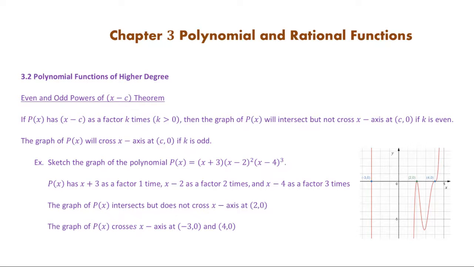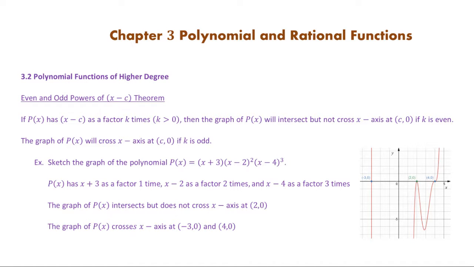Okay, according to this theorem, even and odd powers of x minus c, the graph of p of x intersects but does not cross the x-axis at 2, 0. Okay. So if you solve p of x equal to 0, you get 3 solutions: x plus 3 equal to 0, x minus 2 equal to 0, x minus 4 equal to 0. Those are the x-intercepts of the graph of p.